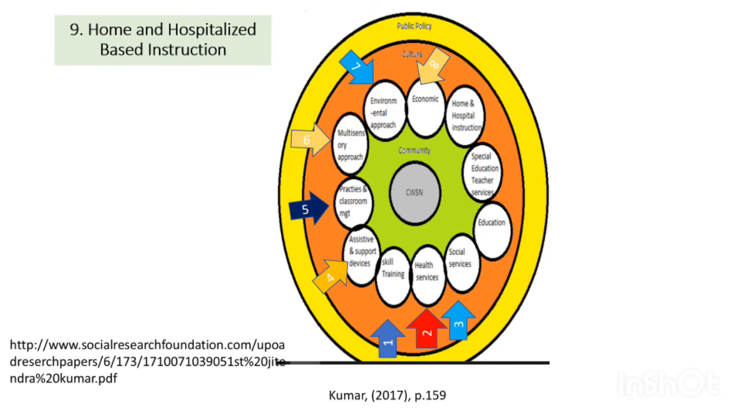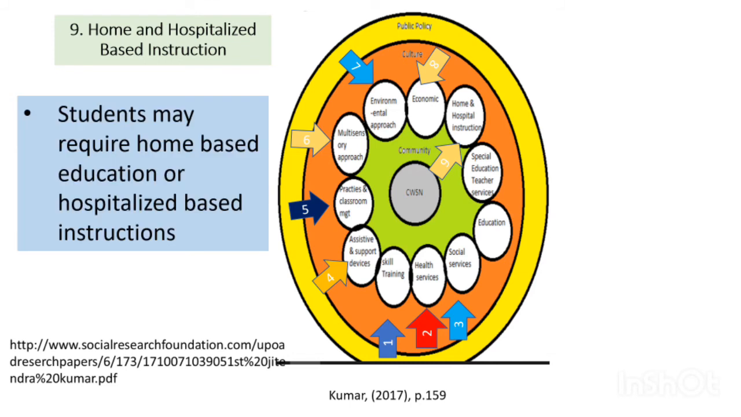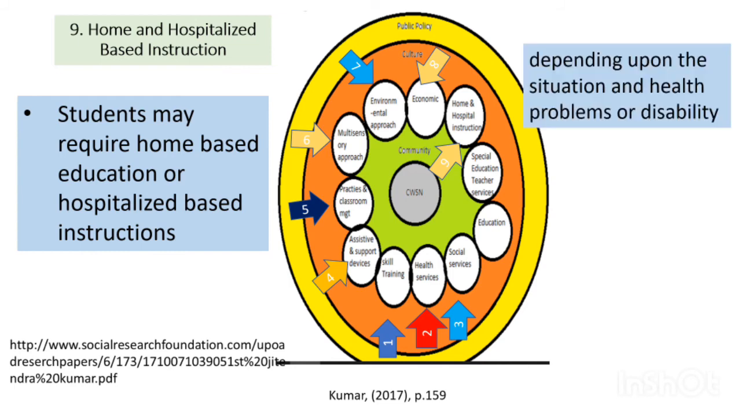And how about the home and hospital based instruction? So in here, students may require home-based education or hospital based instructions. This should be known by the public, by the community, especially for those who have children with special needs, so that even if they are at the hospital or even if they cannot go to school for education, they can still study or they can still have education for the betterment of their future.